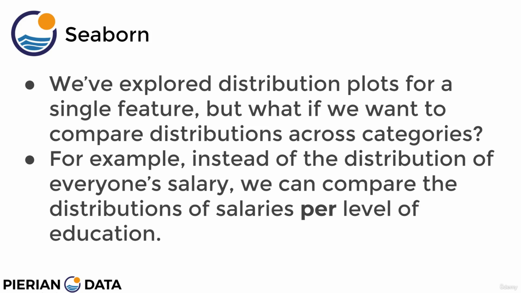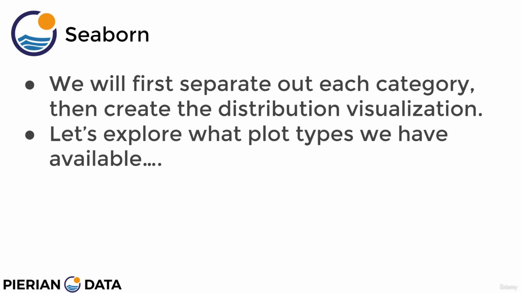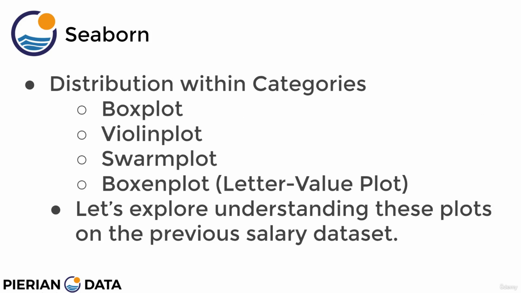of those categories. But what we're soon going to discover is that there are actually better plot types to compare these distributions per category. So essentially what we do for each of these plot types is we separate out by category along an axis and then create the distribution visualization per category. So let's explore what plot types we have available. The main plot types are the box plot, violin plot, swarm plot, and something called the boxen plot, officially known as a letter value plot.